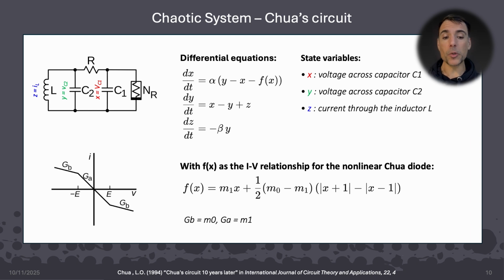F of X is a piecewise linear function, a nonlinearity that models the current-voltage relationship of the Chua diode, contrasting to the resistor's current-voltage relationship, which is a line crossing the first and the third quadrants. You may see that with the Chua diode, this relationship is inverted, which makes it an active element. And also, it's composed of three segments with two slopes, GB and GA, which confers the nonlinear characteristic.